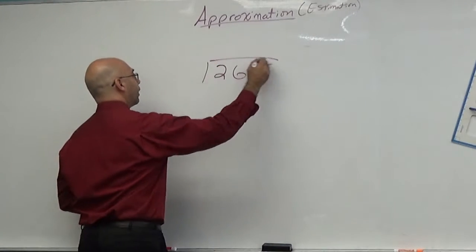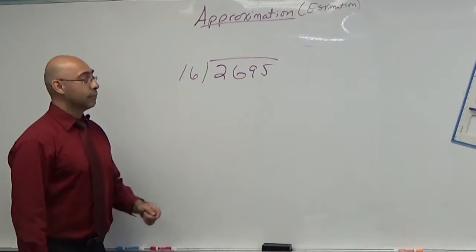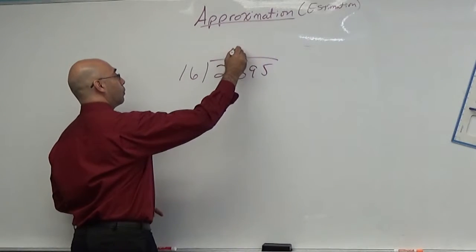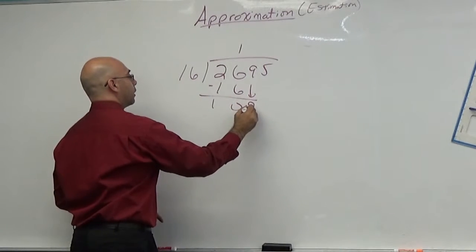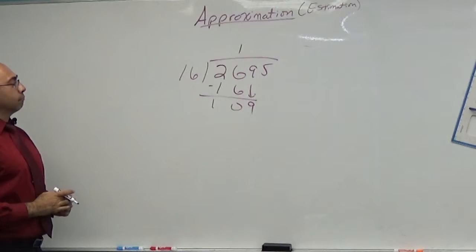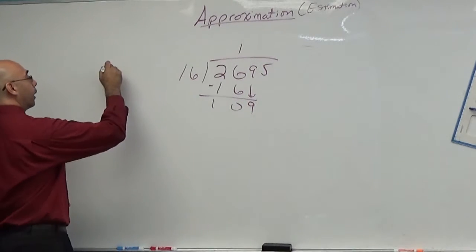$2,695. I'm dividing it among 16 people because now I have to actually give you the money. Now, how many 16s go into 26? Very good. 1. How many 16s go into 109? Well, I don't know. So if you want to try it out, go ahead and try it out.